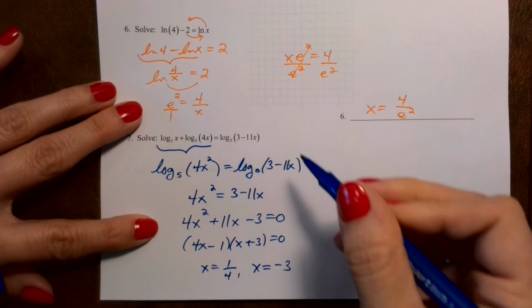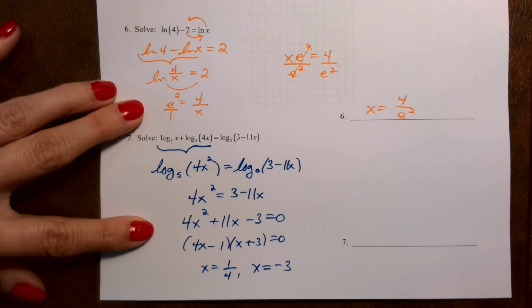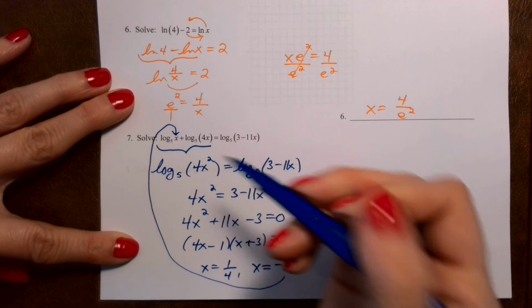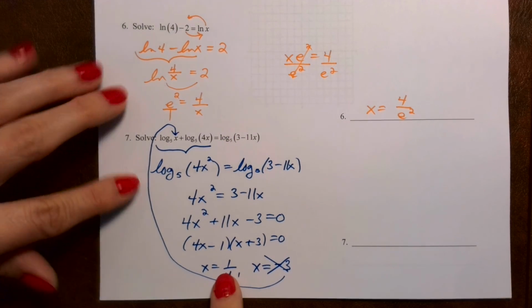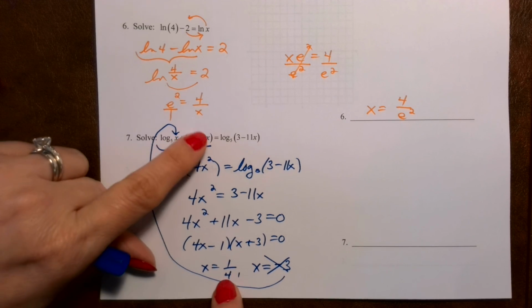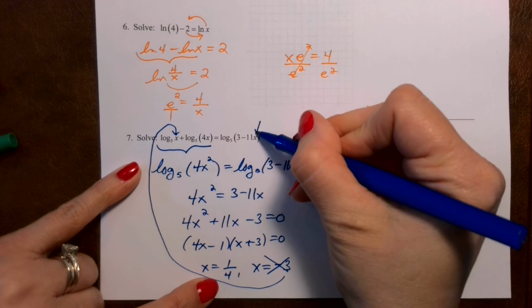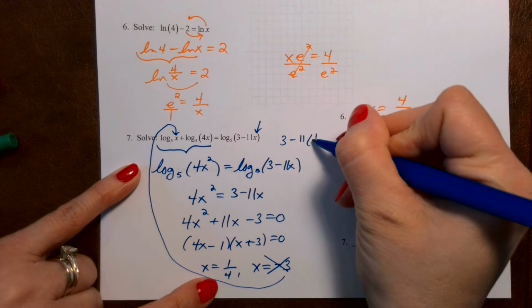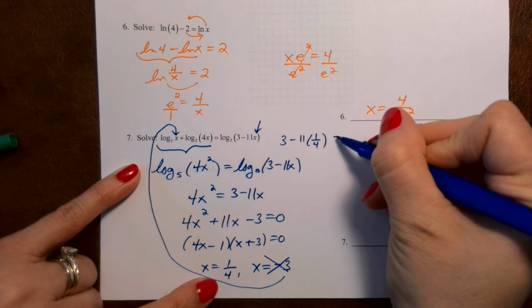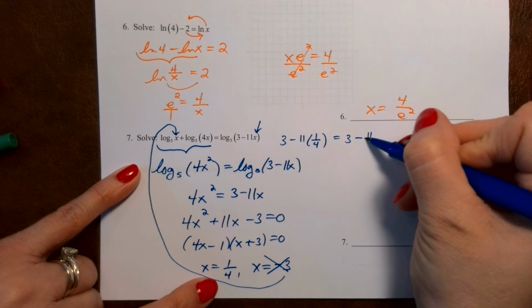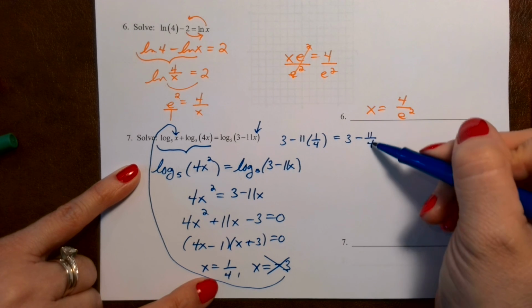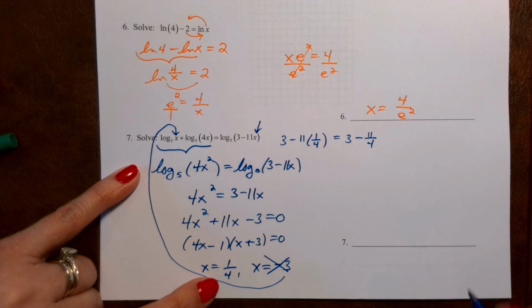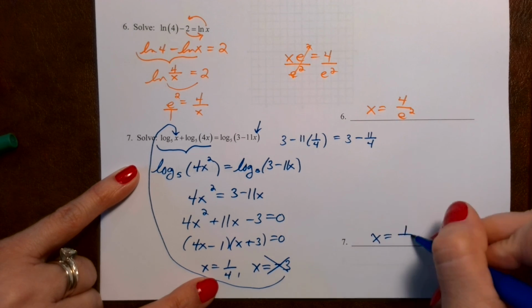But I have to plug them back into the original of's to make sure they're going to work out okay. This -3 right here, if I put it into that of, that one is not going to work. 1/4 can go on the of. 1/4 there. Can 1/4 go right here? 3 minus 11 times 1/4. That's 3 minus 11 divided by 4. 11 divided by 4 is 2 point something. So that's going to work out. The only solution is 1/4.